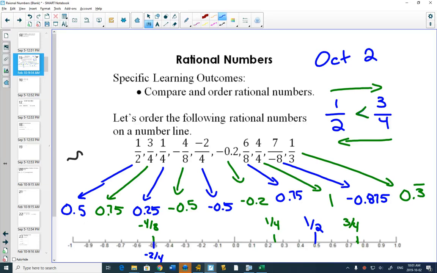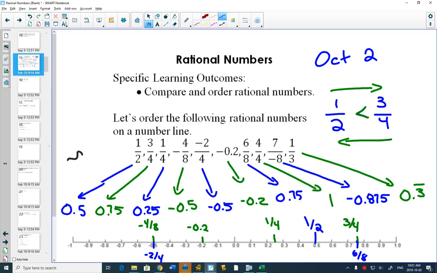The next one, -0.2. That was already a decimal. That's easy to put on here because it was already a decimal, negative 0.2. 6/8 is 0.75, which we already labeled. So now we know that 6/8 and 3/4 are the same. Now you might have thought, oh, yes, because 6/8 isn't in lowest terms. I could have reduced it to 3/4, and that's another way that you could see that they're the same number.